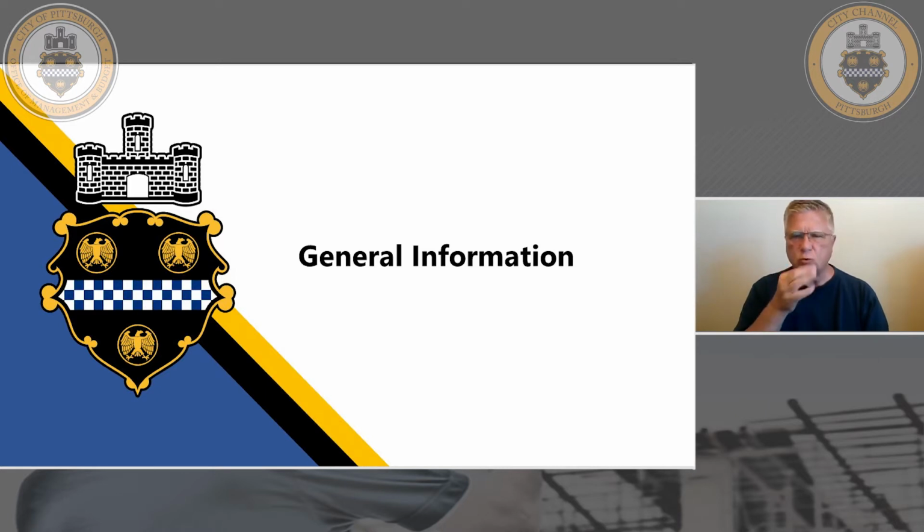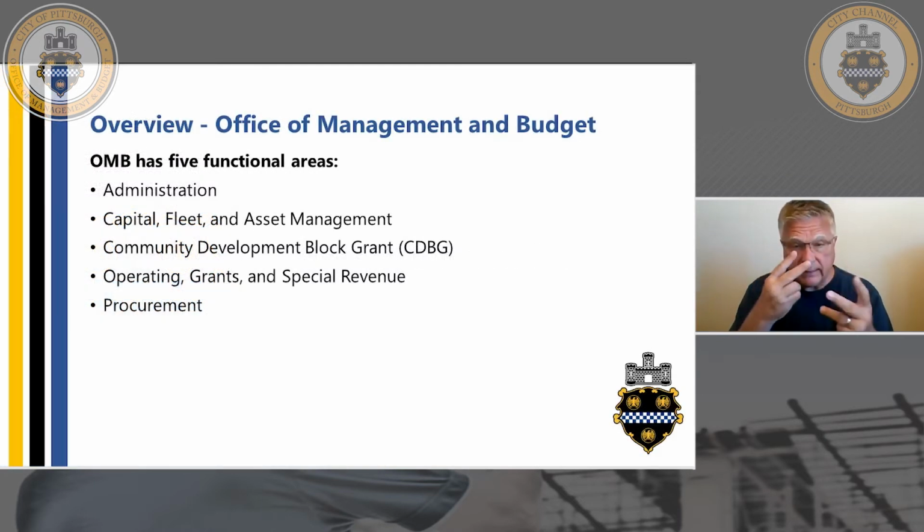So some general information, if you've watched the kickoff presentation that's available on Engage PGH, you may have seen some of this information that I previously shared, but it's important, so I wanted to jump right back into it. The Office of Management and Budget is part of the Mayor's Administration. We have 5 functional areas. The administrative section handles things like legislation for the mayor's agenda, policies for travel, things of that nature. There's a capital, fleet, and asset management division, community development and block grant, CDBG. The operating grants and special revenue group is my team and myself, and procurement.